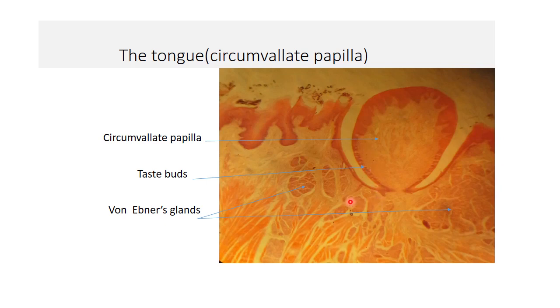Also, here you can see in this section serous glands. Serous glands that secrete the serous secretion at the base of the groove that surrounds the circumvallate papilla. These glands are called von Ebner's glands.